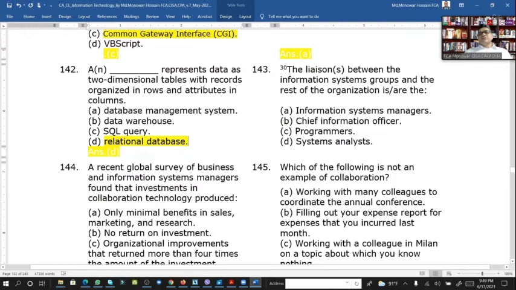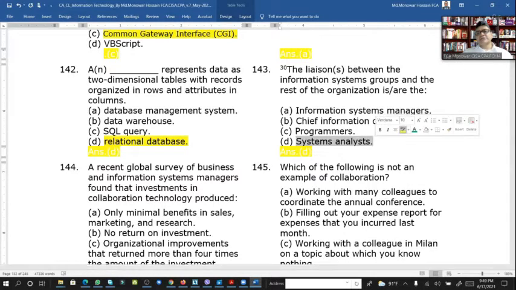The liaison between the information system group and the rest of the organization is, or are: information system management, chief information program, system analysis. What would be the answer? The answer is systems analysis. The liaison between the information system group and the rest of the organization: systems analysis.